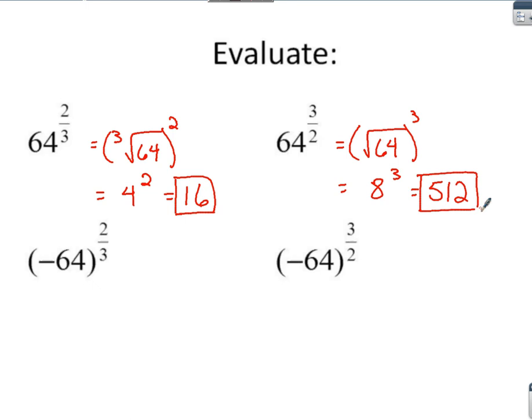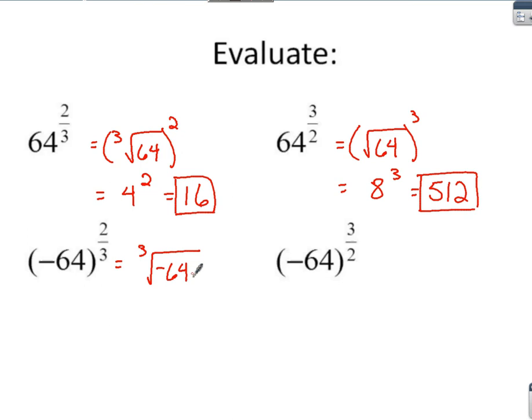Okay, so now I've got negative 64 raised to the 2/3 power. So I'll be consistent here. Start with my denominator here on the rational exponent. That gives me the index number on the root I'm trying to create. It'd be the cube root of, it'd be a negative 64.